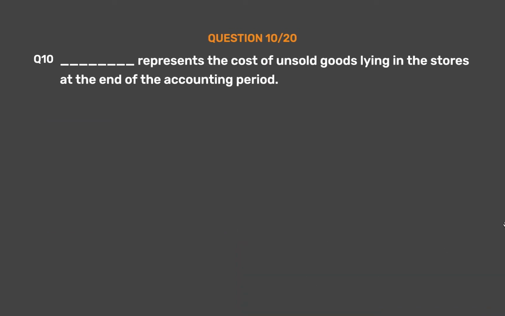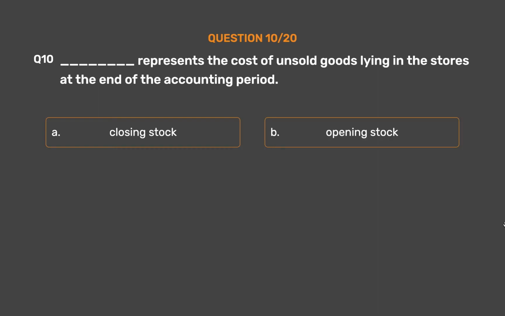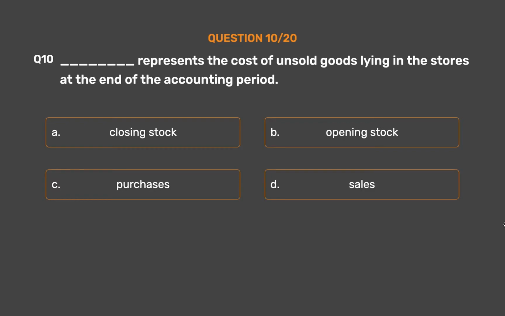Question number 10. _ represents the cost of unsold goods lying in the stores at the end of the accounting period. Option A. Closing stock. Option B. Opening stock. Option C. Purchases. Option D. Sales.